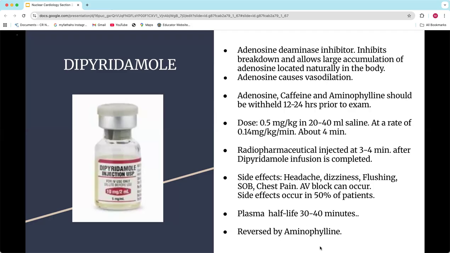So aminophylline, that's why I mentioned it with this one, is a common drug used to reverse it because it will just go in and kick the adenosine that has built up in your body off of the A2A receptor and make you feel back to normal again. Okay.